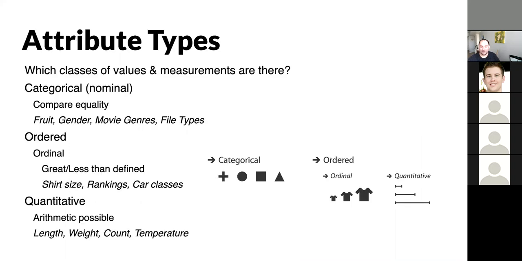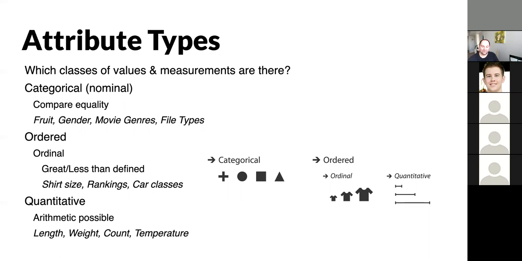Okay, now let's talk about attribute types. It's really about the question, which classes of values and measures are there? These high-level attribute types are categorical or quantitative. And then you can also distinguish ordered categorical. So categorical or nominal are data attributes where you can only compare equality and you can't make any inferences about order or magnitude or anything like that. So for example, different types of fruit, different types of gender, movie genres, file types, and so on. There's no ranking or anything like that. It is just separate classes.